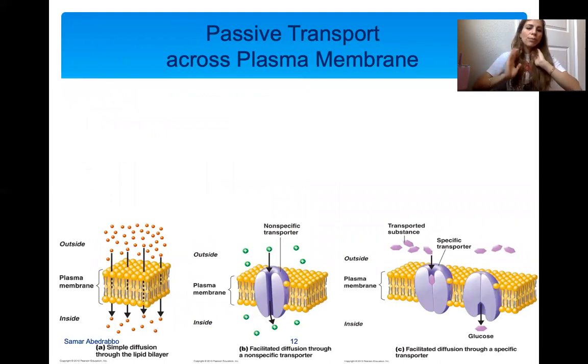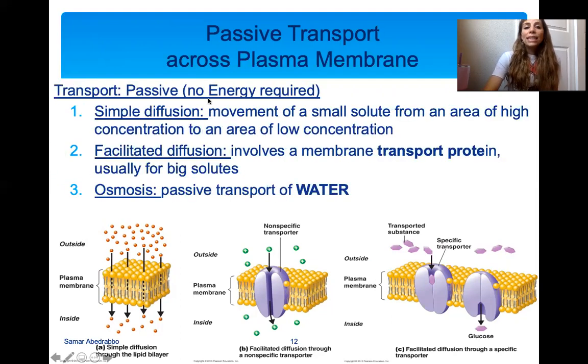Okay, now we're just going to focus on passive transport. Again, passive transport requires no energy and molecules are always moving from high to low concentration. So the three types of passive transport across cell membranes are simple diffusion, facilitated diffusion, and osmosis, and we're going to talk about each one of these. So simple diffusion is when molecules move from an area of high concentration to an area of low concentration, and they're small. So anytime you have a small molecule and it goes from high to low concentration, we say that that's just diffusion. Facilitated diffusion, facilitate means to help.